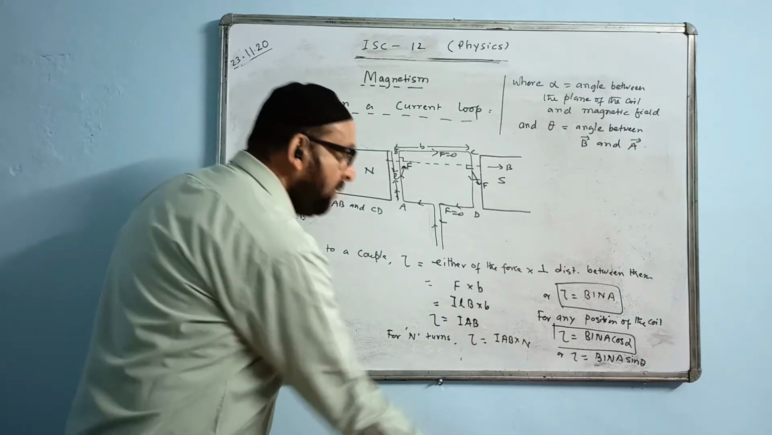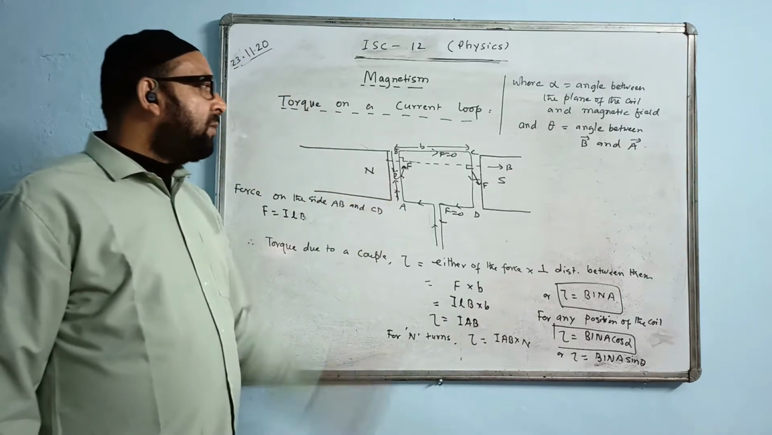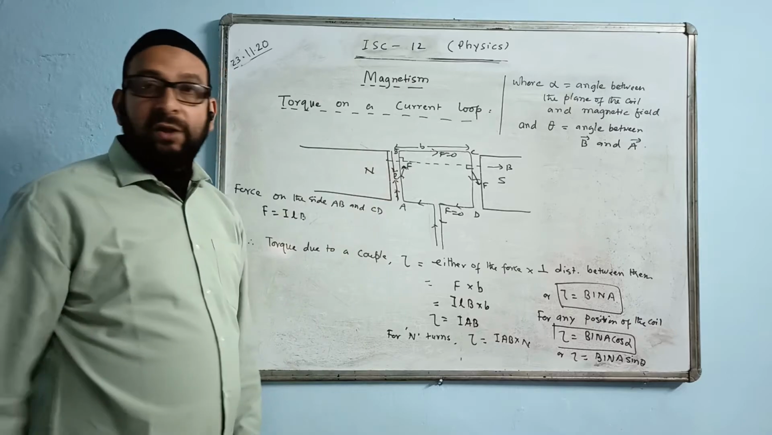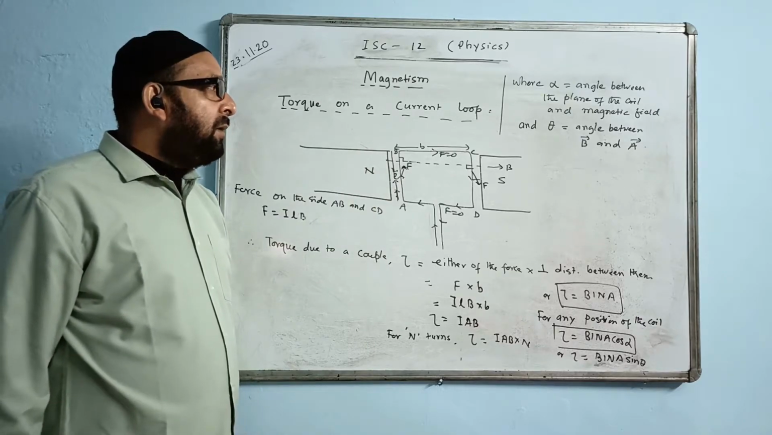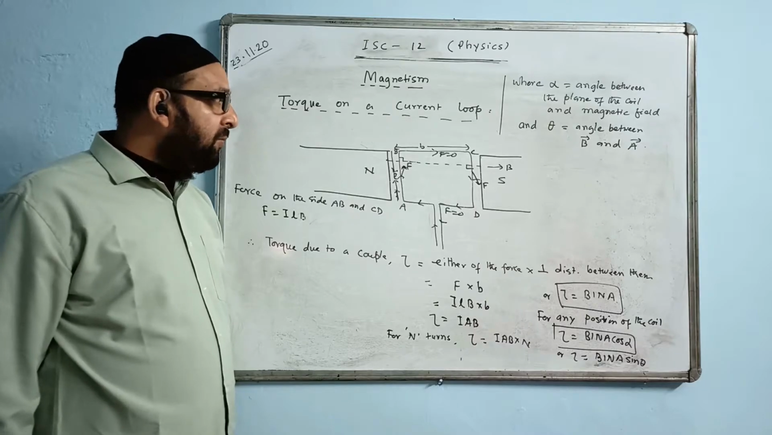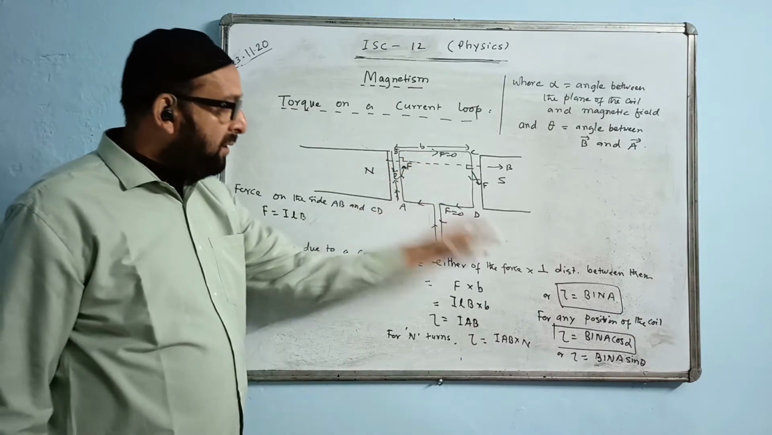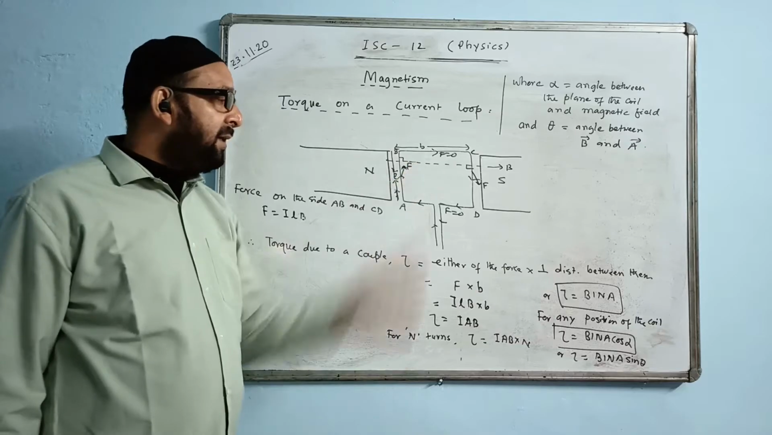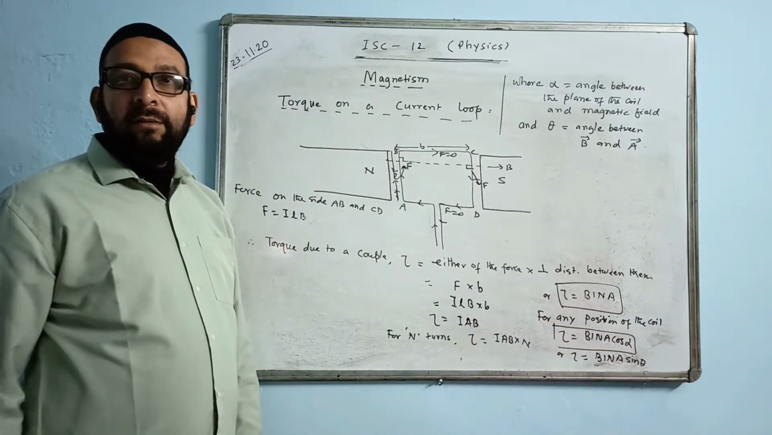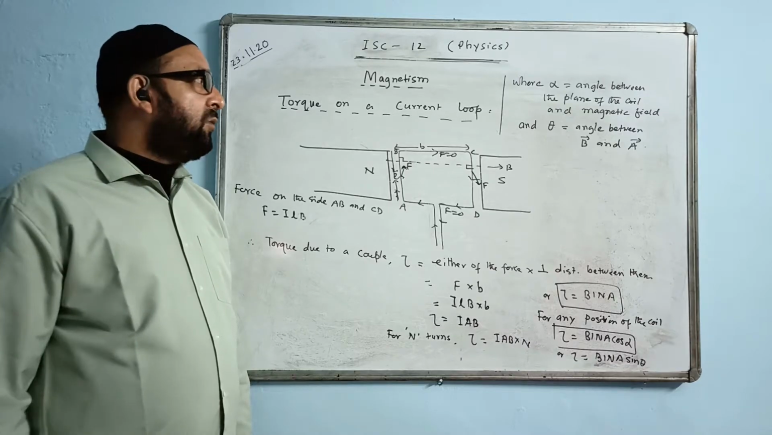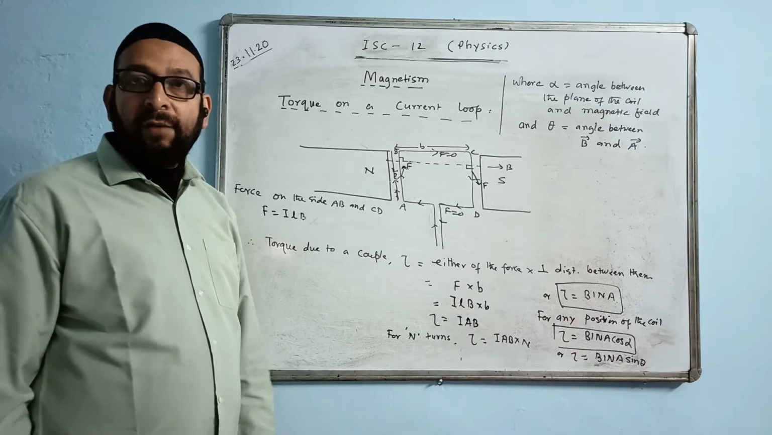So, when will the torque be maximum? In the diagram which I showed, the torque is maximum. And when will the torque be minimum? When the plane of the coil is perpendicular to the magnetic field, that is, with alpha 90 degrees. Then the torque will be minimum or 0, depending on the value of alpha.